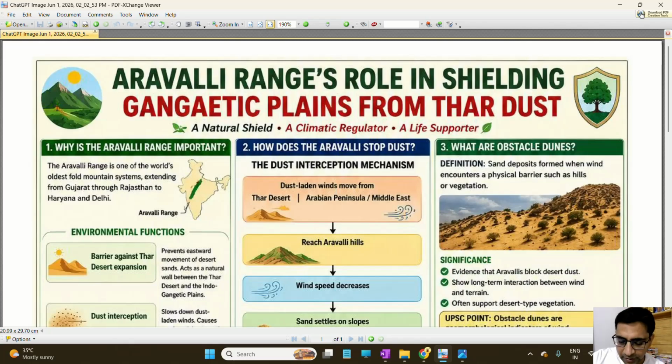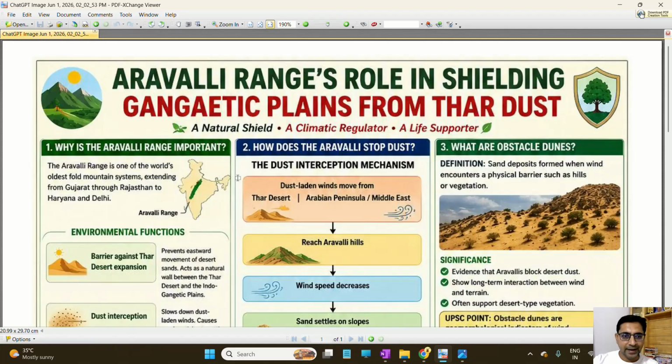Hello everyone. Today I'll be talking about a very important topic related to the Aravalli Range and how it is shielding the Gangetic Plain from the Thar dust. Recently, you have heard that there was a lot of dust storm that came from the Rajasthan side near the Hanumangarh area, which made the whole sky darker.